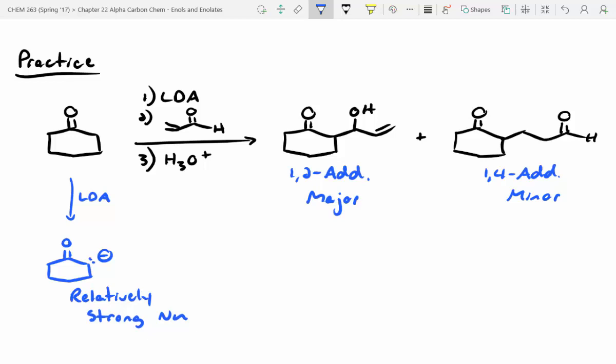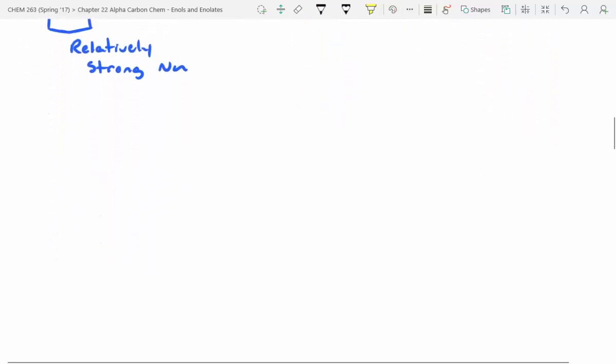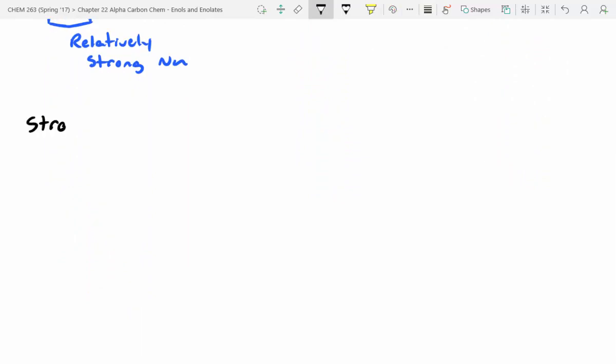So the question is, well, what if we want the 1,4 addition product? What if we don't want the 1,2 addition product? What can we do? Well, we've got to use some chemical trickery. I'll show you guys the workaround. This is called the Stork Enamine Synthesis.